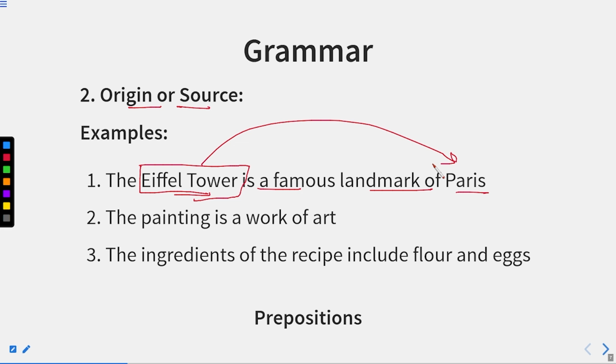So the Eiffel Tower is the most famous monument of the world as well as of Paris. So it belongs to Paris. So it is showing the origin of it or the source of it.